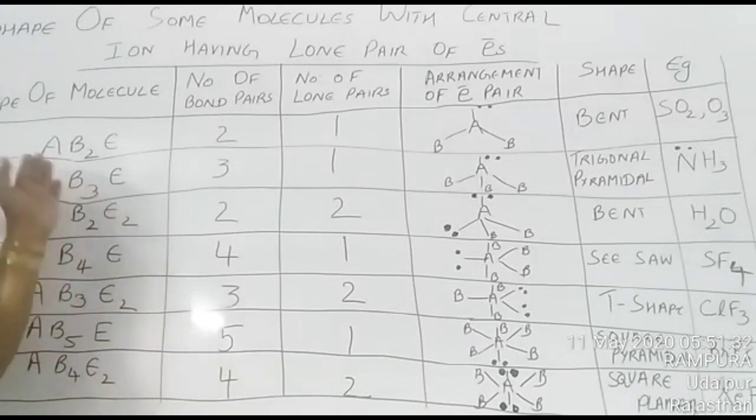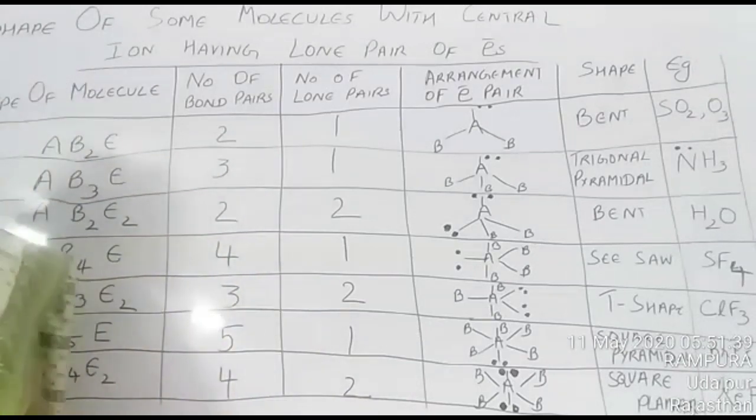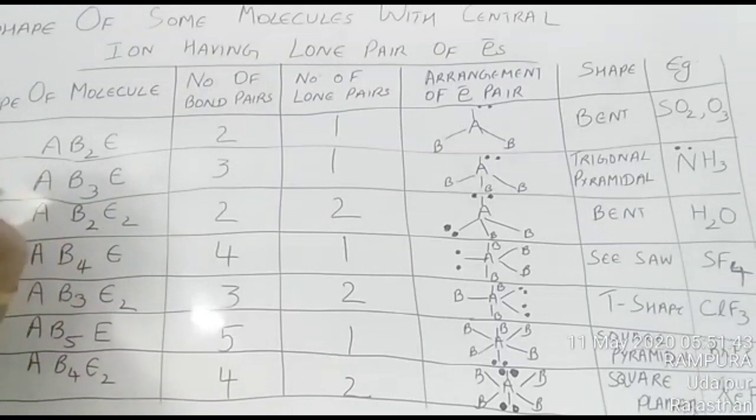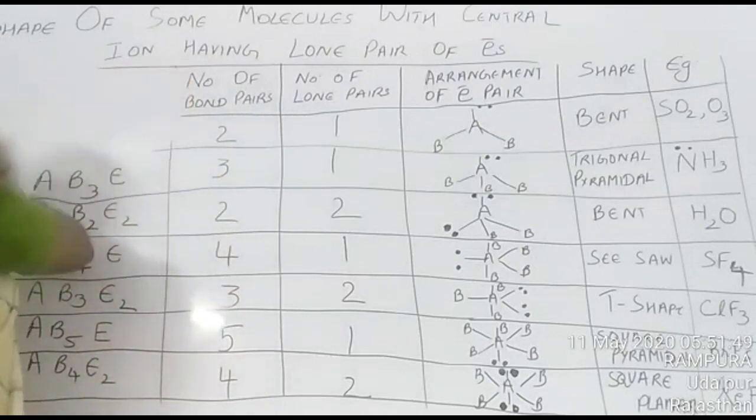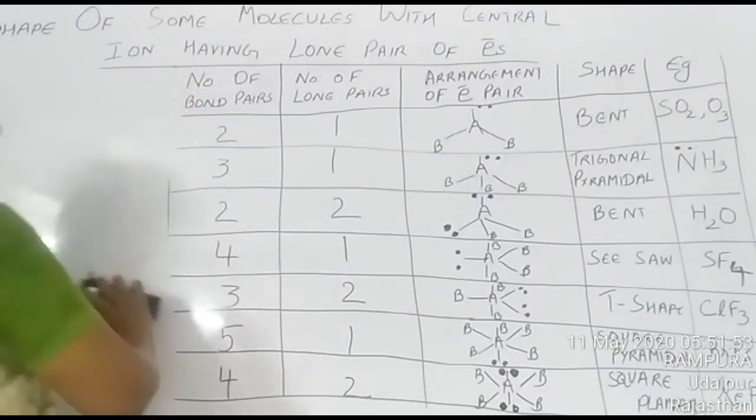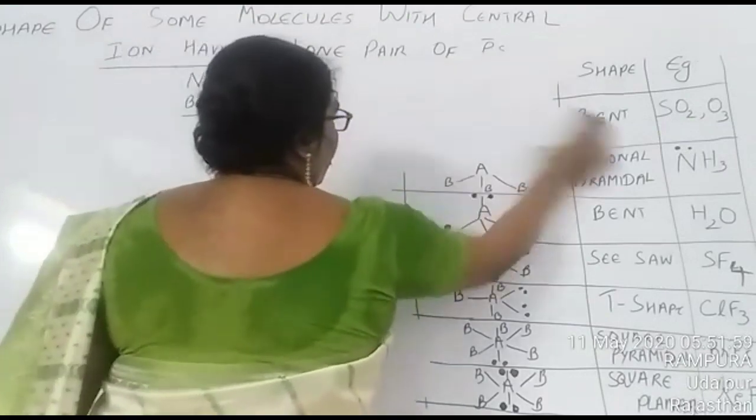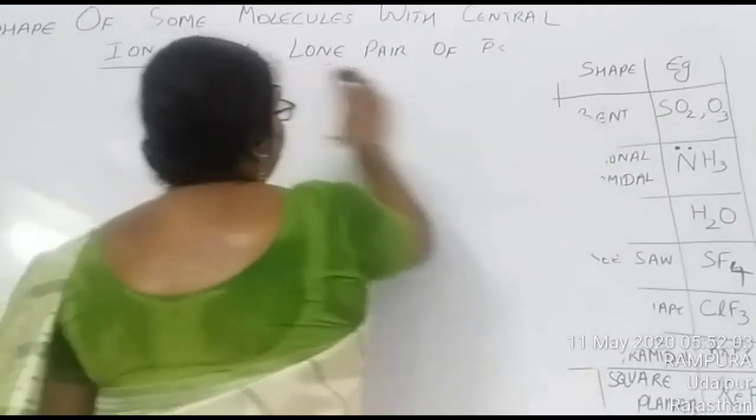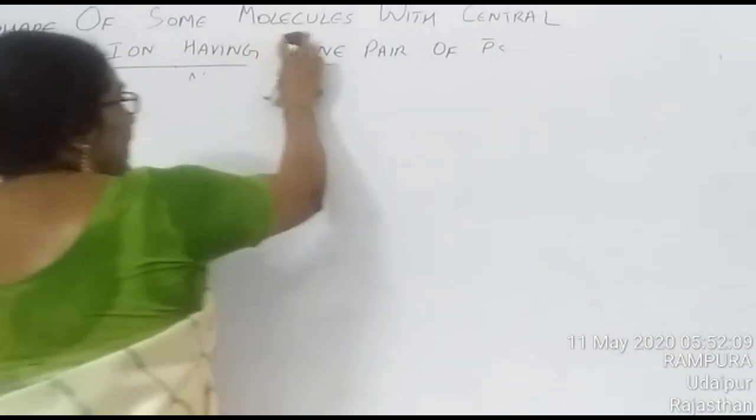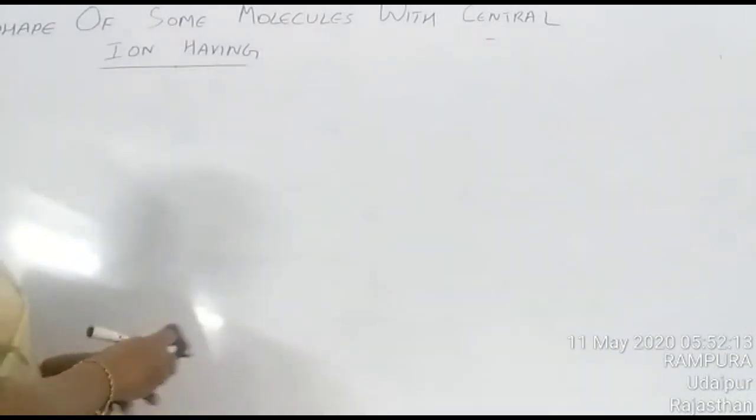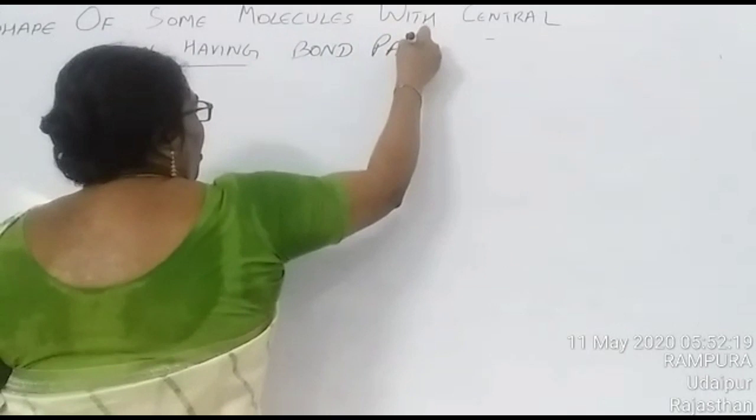Is it clear children? These are a few cases where we can see that the central ion possesses some lone pairs. Now let us see the examples for some compounds in which the central ion possesses only bond pairs. First we discussed the molecular arrangement of molecules in which the central ion has lone pairs, and now we are going to see the geometry of molecules in which the central ion possesses only bond pairs.